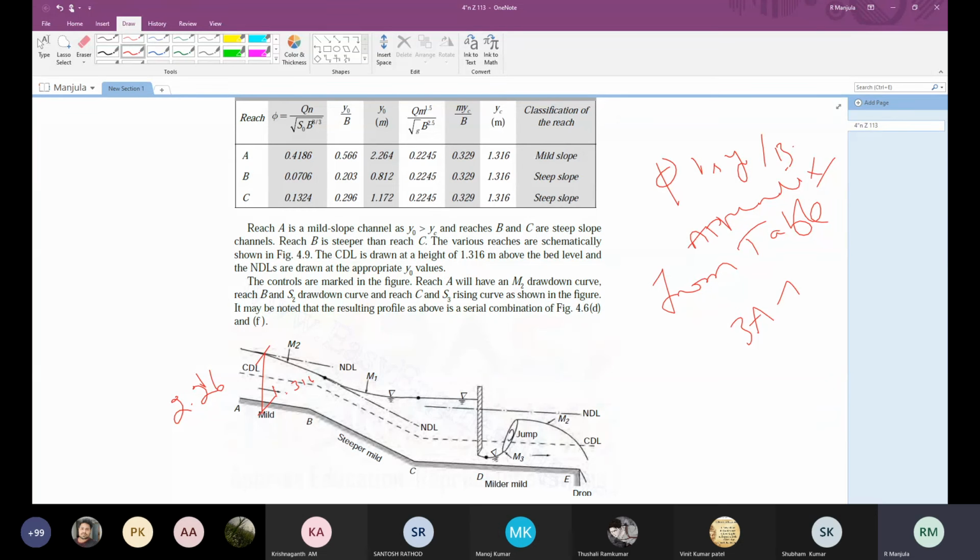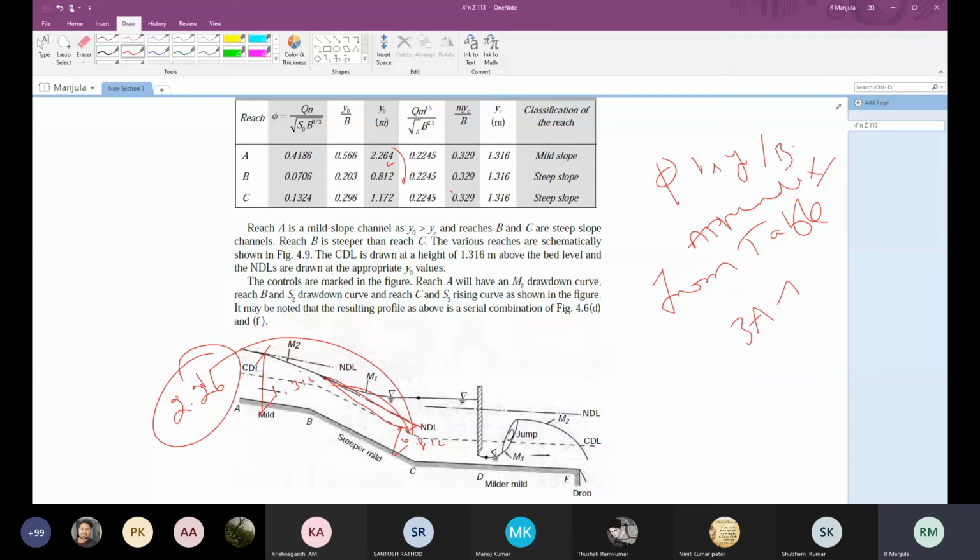Again at section B, there is a break in grade. At section B you have 0.203 as your normal depth line, and 0.812 as your normal depth line, and 1.316 is your critical depth line. Again, your critical depth line is greater. Earlier your normal depth line was 2.26. Now the normal depth is reduced to 0.812 meter. From 2.2 to 0.812, this much is the reduction.